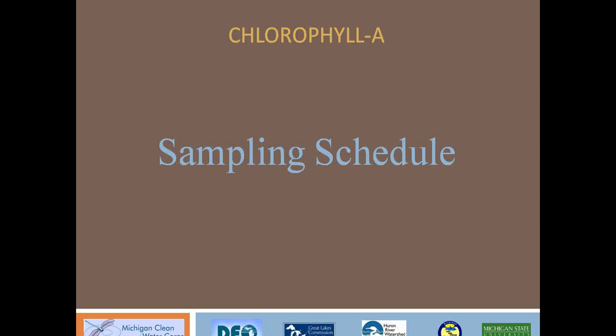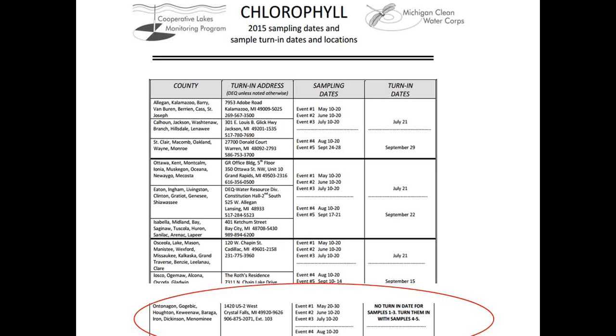Sampling schedule. This will look very familiar. It's set up the same way the phosphorus schedules are. Depending on your county, it will be different with different turn-in dates. There are 5 different times that you are measuring chlorophyll. So over the course of the summer, you'll do it 5 times, essentially once a month from May to September. Now that final measurement is always a little odd, and that very much depends on where you're located in the state. You can see how it changes from section to section on here.